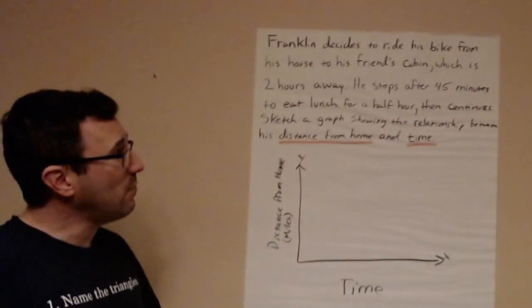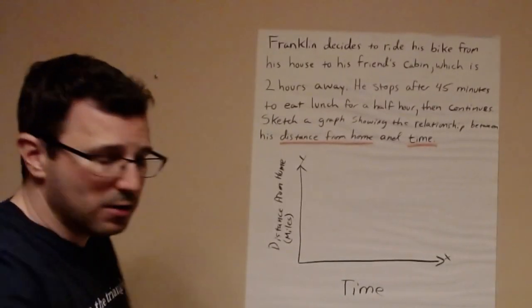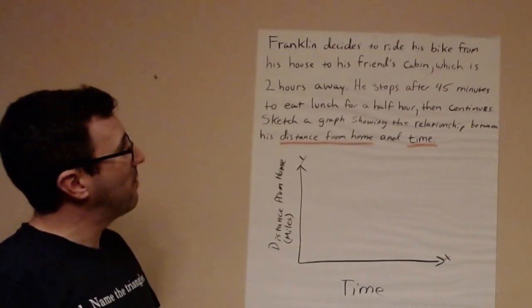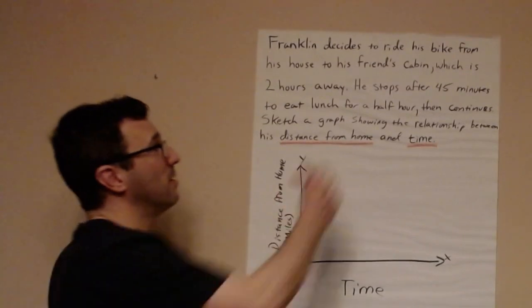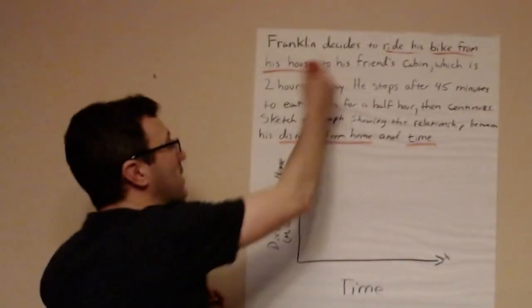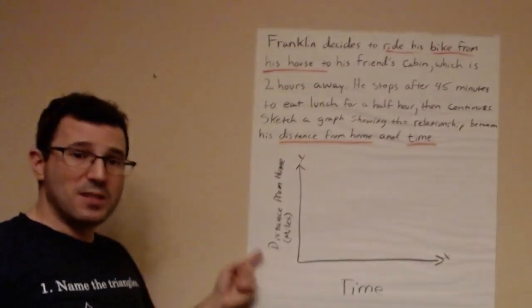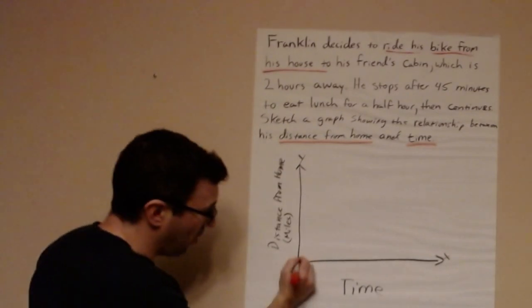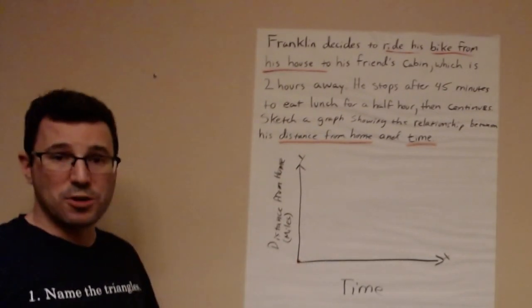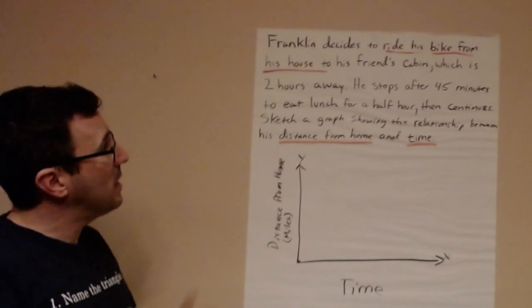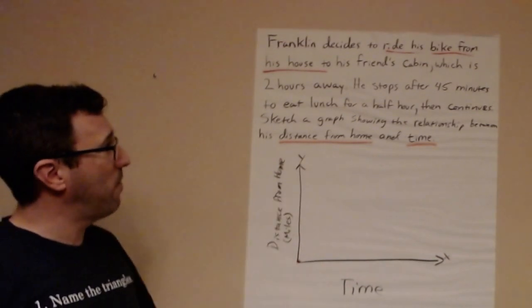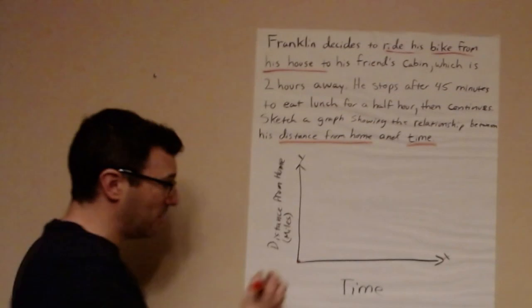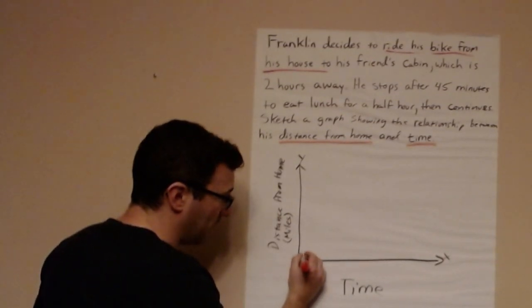Okay. So what I'm going to do is use this. What information do I have? He's riding his bike from his house. Well, if my y value is the distance from the house, then my guess is 0 is starting at the house. So I'm going to start here, at the origin. He's going to ride his bike. He's going to ride it for 45 minutes before he stops, probably at a constant rate.